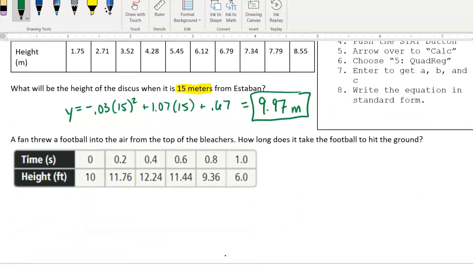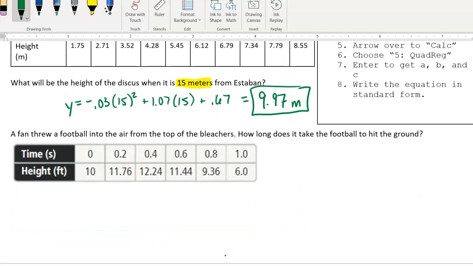All right, I want you guys to do the same thing now for this next one. I want you to go through the same process and write down what your equation would be. Do not answer the question yet. This one's a little bit different. We're going to do that one together. So we'll get to that in just a second.